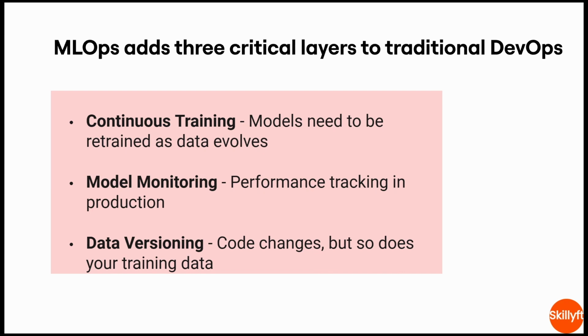Continuous training. Models need to be retrained as data evolves, as the data pattern changes. Model monitoring. Performance tracking in production is a must. Data versioning. Code changes, but so does your training data. As a project manager, your job isn't to build the pipeline, it's to ensure these processes are in place, monitored, and improving. Let's break down exactly how.